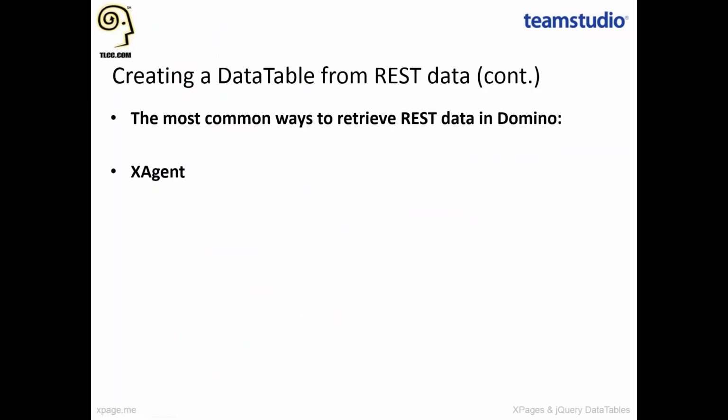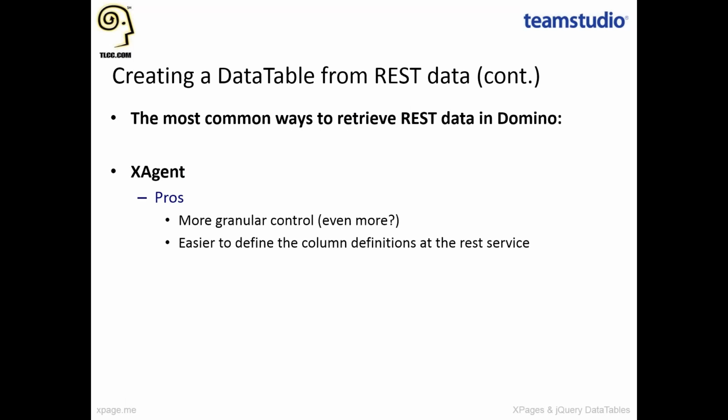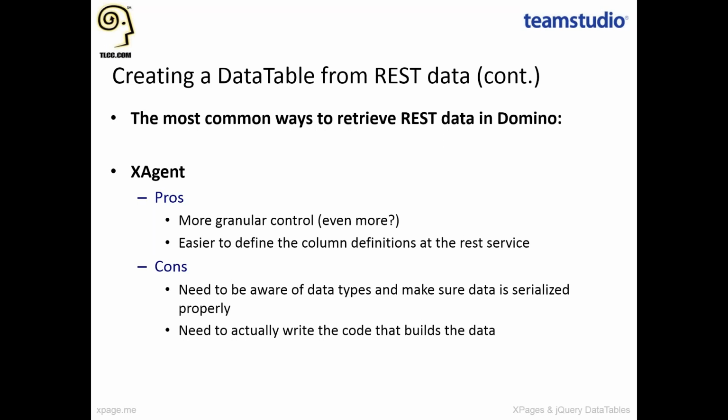So of course, in addition to the view JSON service and the custom REST service, you can also use an XAgent. The pros of that are going to be similar to the custom REST service. So maybe you get even more granular control than you would with the custom REST service. And so really these are the same pros. As far as cons, again, the same. So it might be six of one, half a dozen of another in terms of using the custom REST service and the XAgent.